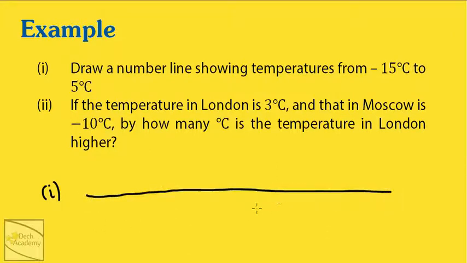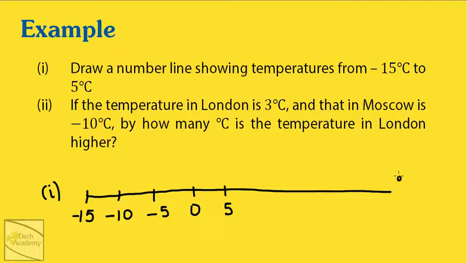Well, that's my sketch of a horizontal line. So I'll just start from -15. And I'm going to move in fives. So -10, -5, 0, and 5. And then the unit being represented is degrees Celsius.